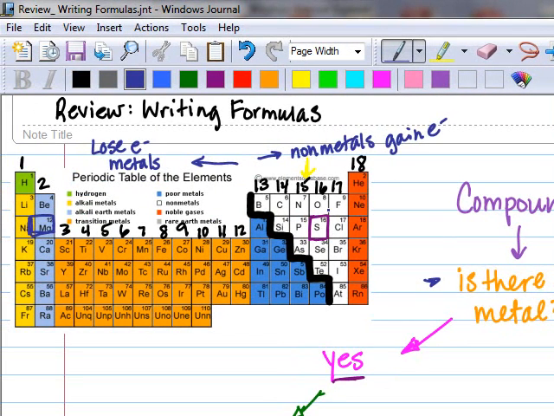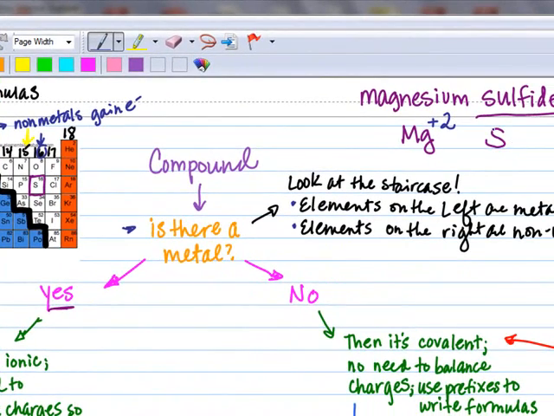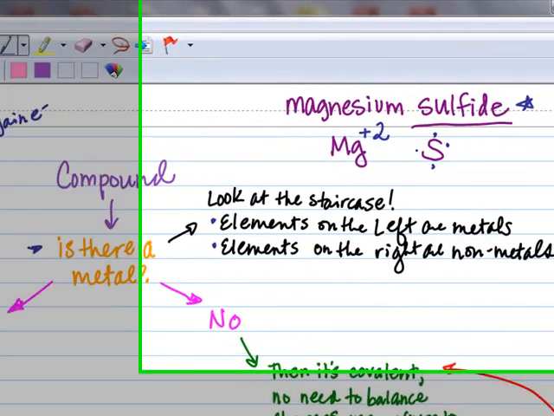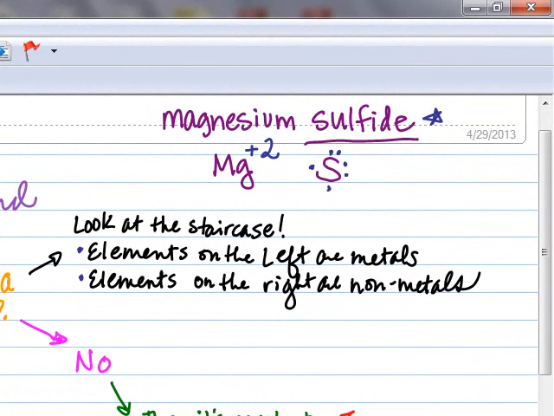Let's take a look at sulfide. Sulfide is right here, outlined in purple. It's number 16, and it's in the 16th family. If you look at the last number of 16, that's the number 6. That tells us that sulfur has 6 valence electrons.